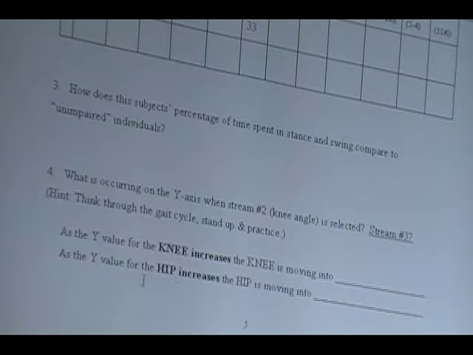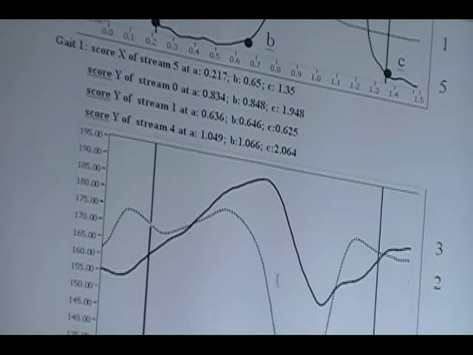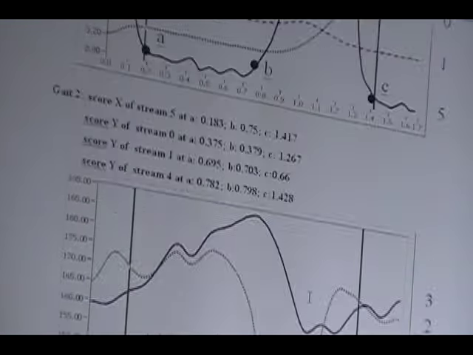I want you to do the same thing and look for hip. Again, you look for the hip, which is stream number 3. During swing phase here, you see the change? Think about what your hip is doing. During swing phase, is your hip in flexion or extension? Then figure out if the number increase is extension or flexion. And please put the answer here.